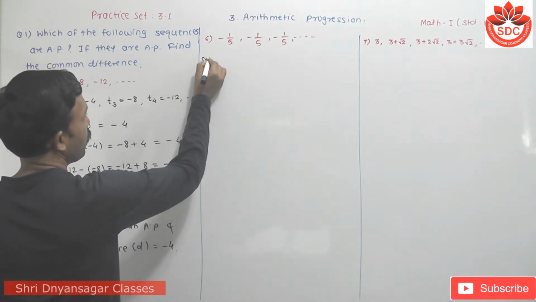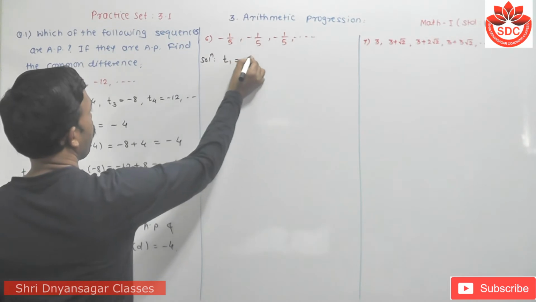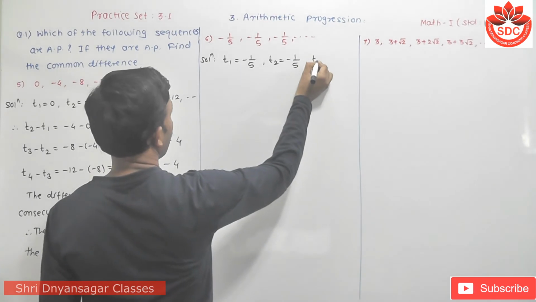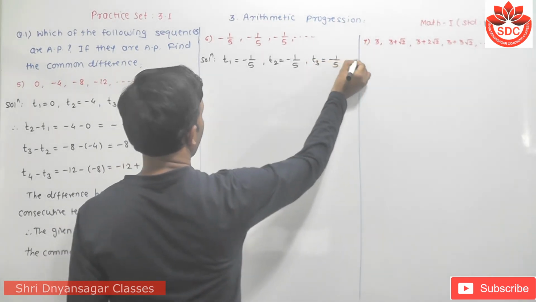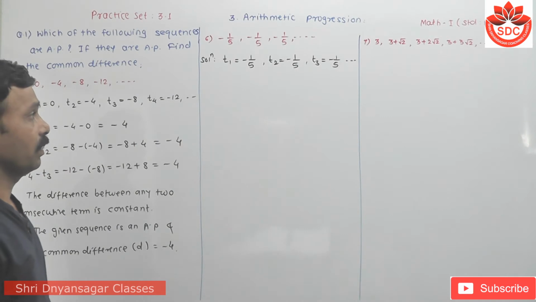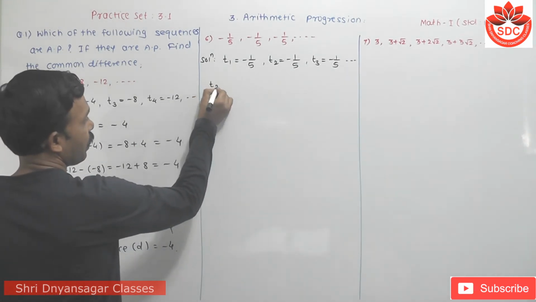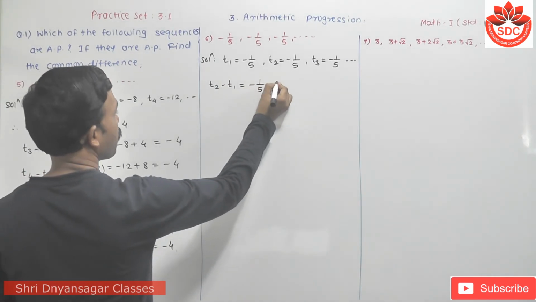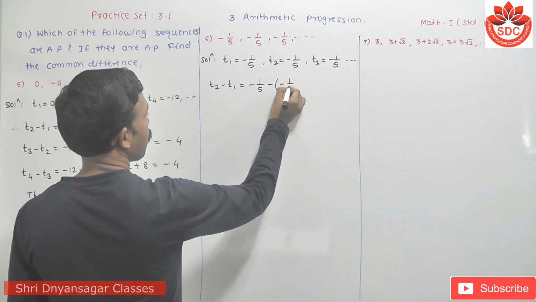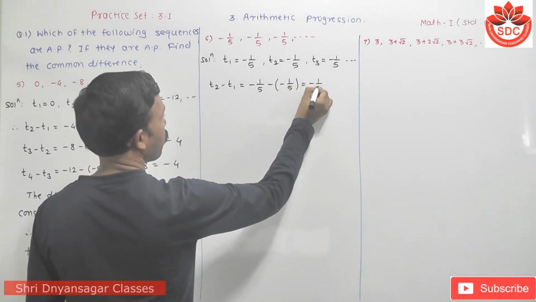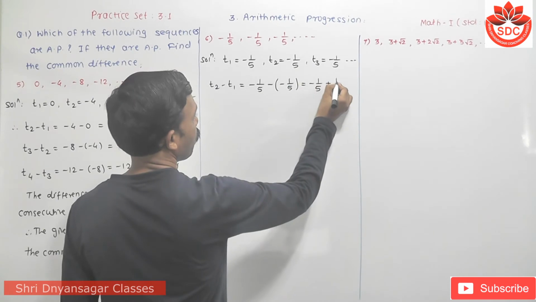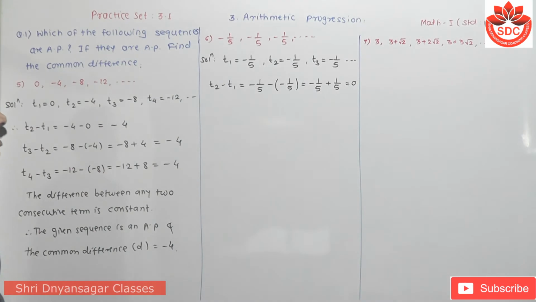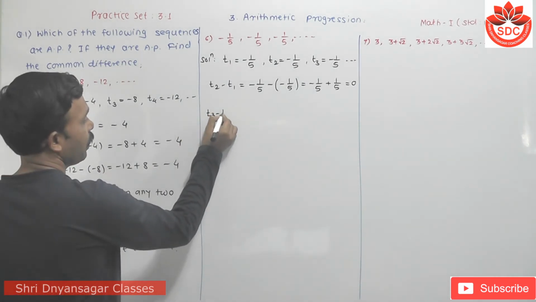Here is the solution. The value of T1 is given as minus 1 upon 5, T2 is also minus 1 upon 5, T3 is also minus 1 upon 5 and so on. It means this is a constant sequence. So we subtract T2 minus T1, which is minus 1 upon 5 minus, in bracket, minus 1 upon 5, is equal to minus 1 upon 5 plus 1 upon 5, and minus plus becomes how much? 0.